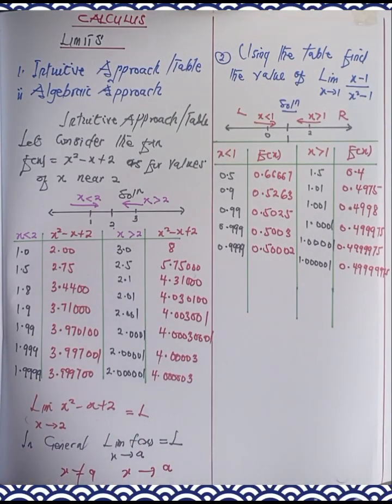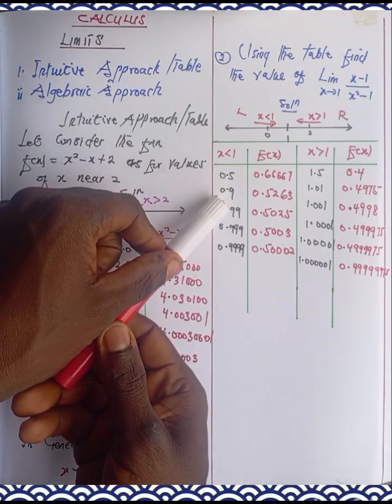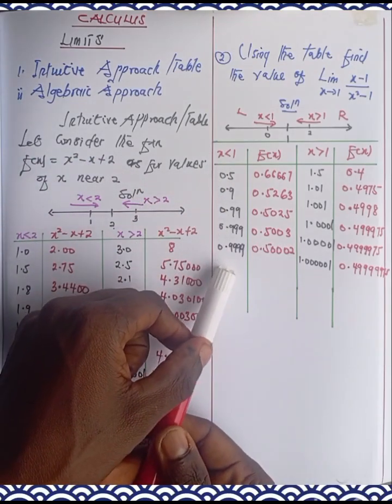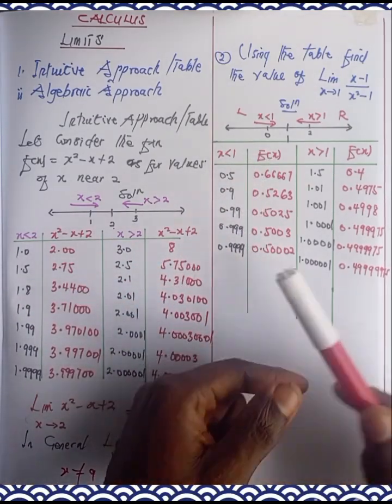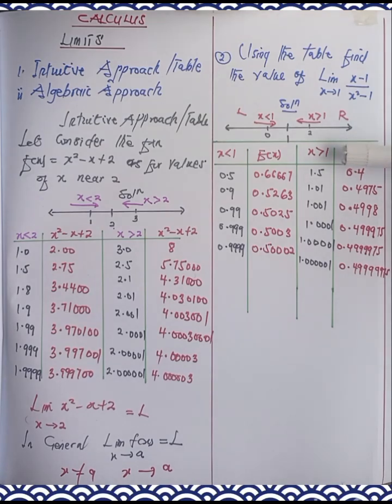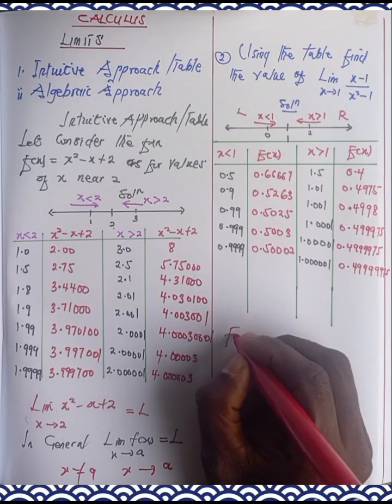So from the table, what can you observe? From the table, we can observe that as the value of x is approaching 1 from the left, the limit of the function is approaching 0.5. Now when we look at the values of x approaching 1 from the right, we can observe that the limit of the function is also approaching 0.5.